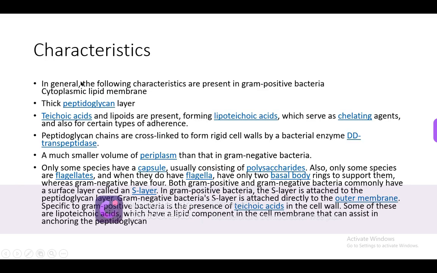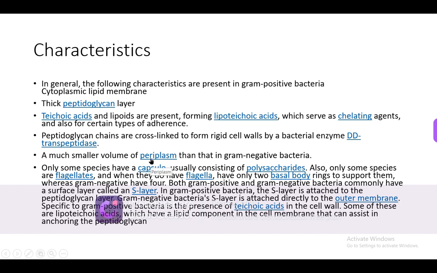The characteristic features of these gram-positive bacteria in general: they have a cytoplasmic lipid membrane and a thick peptidoglycan layer, and teichoic acids and lipids are present, which serve as chelating agents and also for certain types of adherence. Chains will be formed in this fashion. The peptidoglycan chains are cross-linked to form the rigid cell wall by the bacterial enzyme DD-transpeptidase.